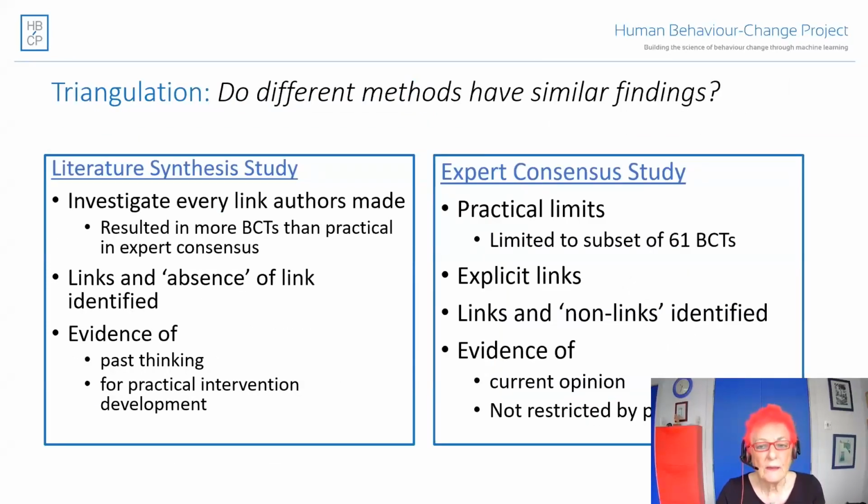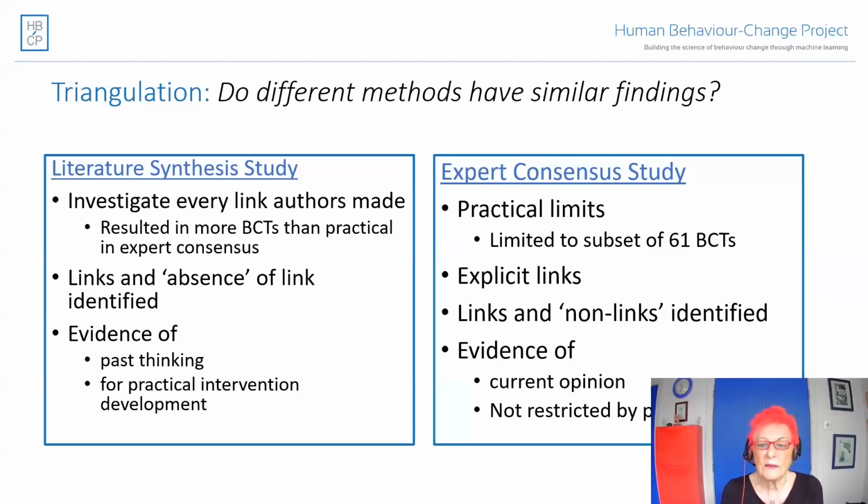So did the 2 methods have similar findings? We then conducted this triangulation study. The studies are different. In the literature synthesis study, we investigated every link that authors made, and it resulted in more BCTs than were practical to investigate in an expert consensus. We investigated links and the absence of a link. And this gave us evidence of past thinking at the time that people were developing practical interventions.